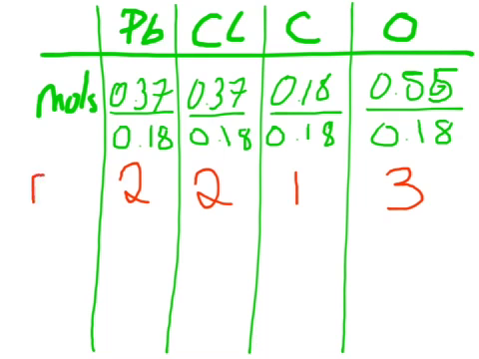So now what you've got is the ratio of each particular atom in that compound. So you've got 3 oxygens, 1 carbon, 2 chlorines and 2 leads. So we'd write this out to finish it off as Pb2Cl2CO3.